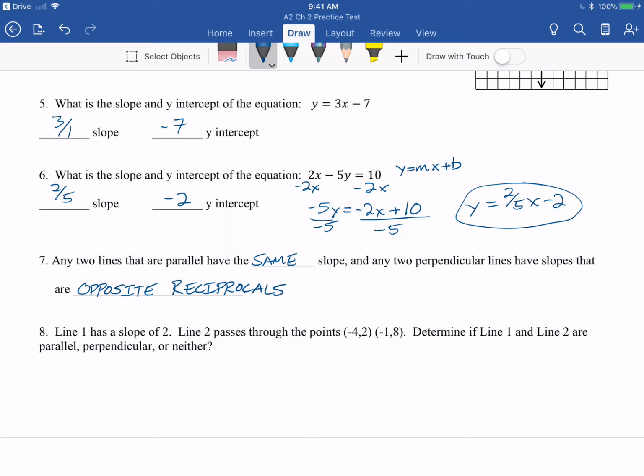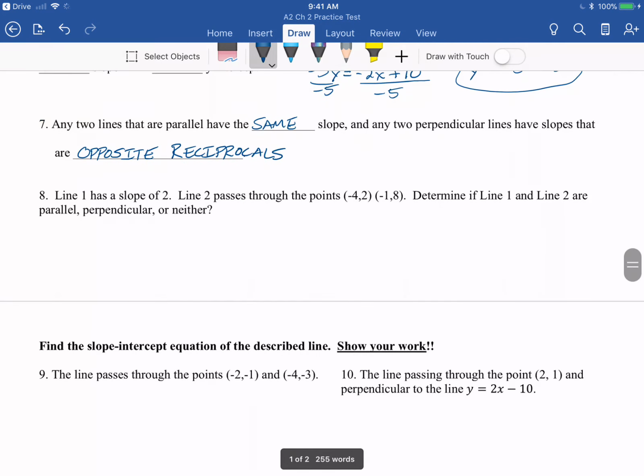Reciprocals. All right, so opposite reciprocals is what we have there for perpendicular lines. All right, number 8, line 1 has a slope of 2, so that's my m, and line 2 has these 2 points right here. You have to determine if lines 1 and 2 are parallel, perpendicular, or neither.